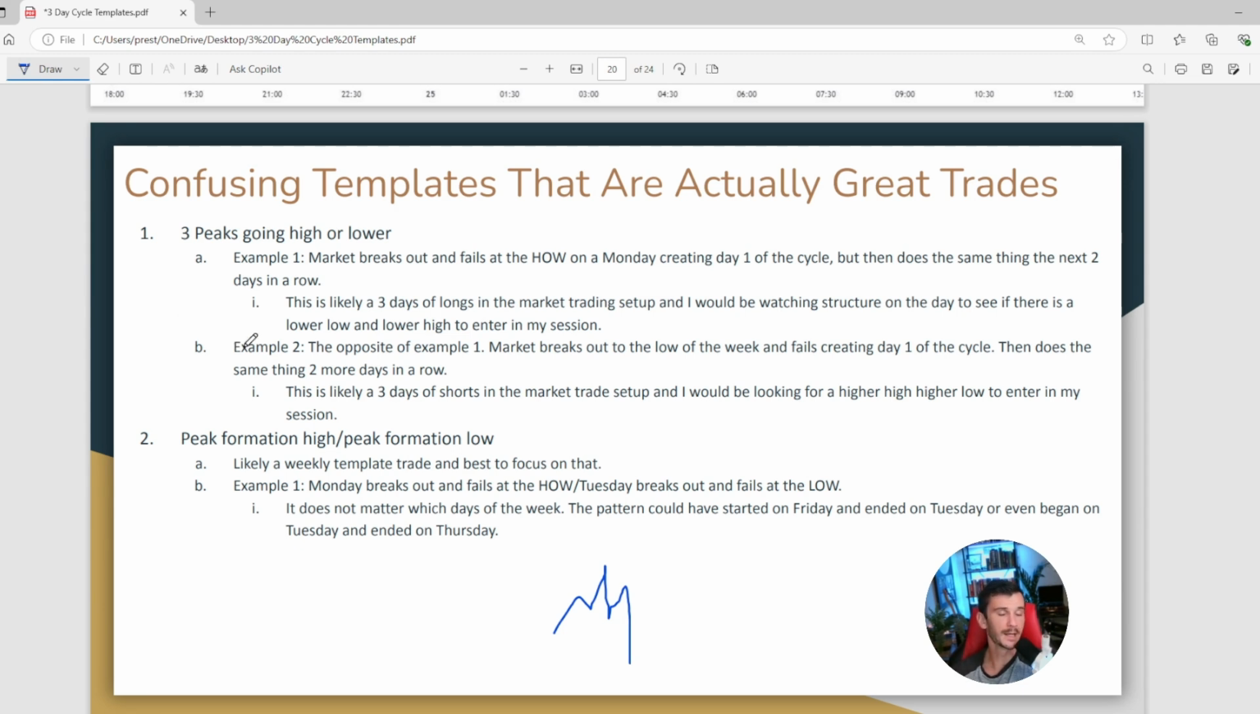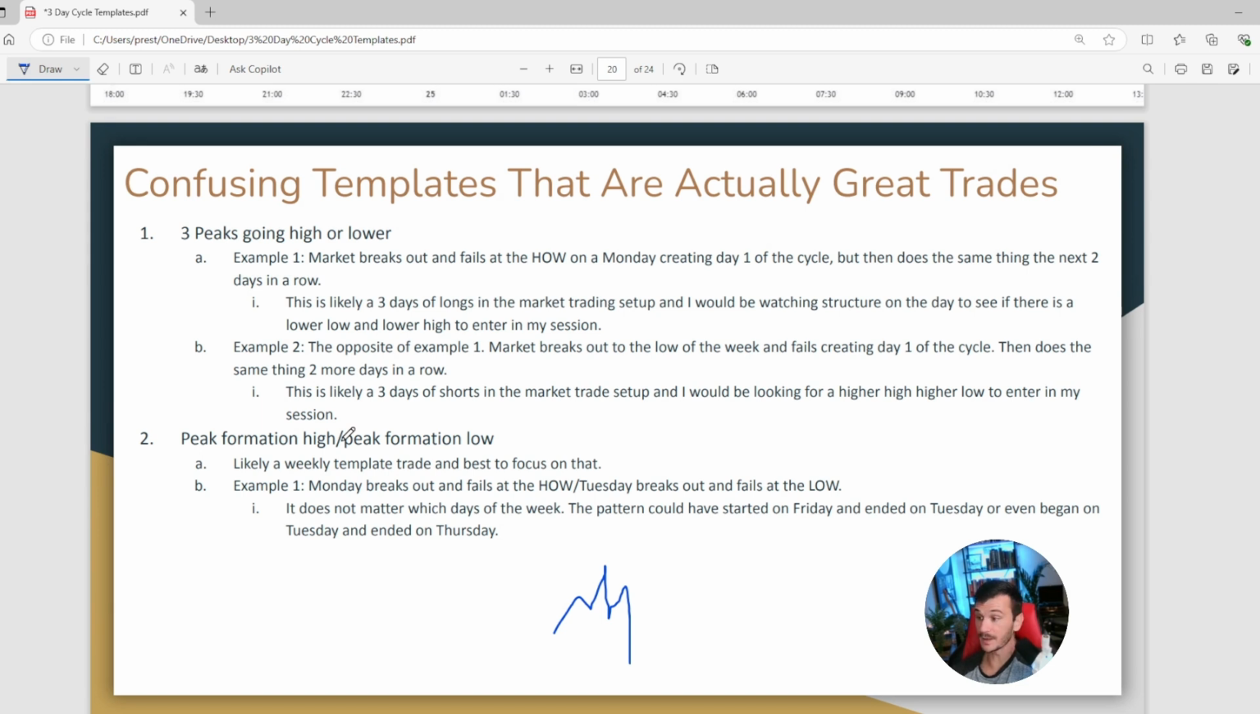Example 2 is the exact same thing as example 1, just in the opposite direction. It could be 3 days of shorts in the market, and then you're looking for a short squeeze. For example 1, I'm looking for a long squeeze, lower low, lower high. And then for example 2, I'd be looking for a higher high, higher low for me to actually take my entry. Peak formation high, peak formation low.